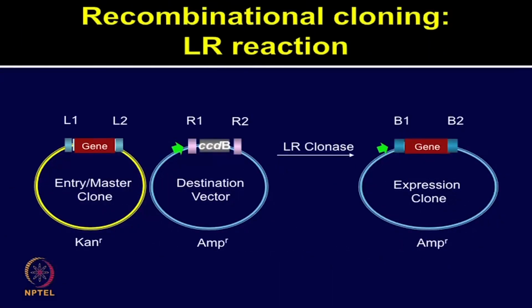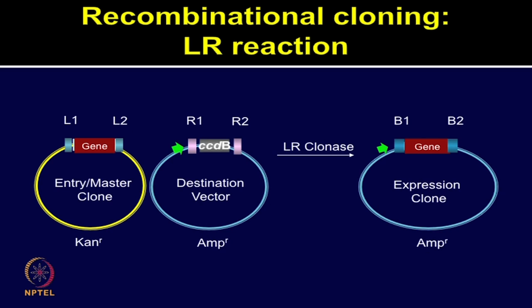Let us now discuss the next reaction, which is LR reaction. In BP reaction, you had made entry your master clone, and now that can be further used in the LR reaction. In LR reaction, the interaction between at L and at R site can be catalyzed by enzyme LR clonase. This reaction is known as LR reaction, LR recombination between entry clone and destination vector.